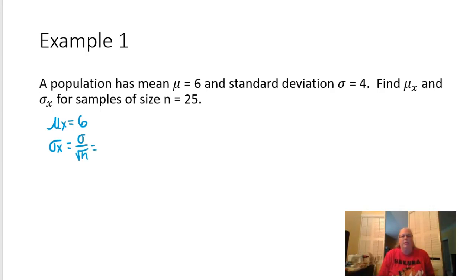Now in this case, our standard deviation for our population is 4, and then our sample size is 25. So we have 4 divided by the square root of 25. Well, the square root of 25 is just 5, and then when we turn this into its decimal form, it's going to give us 0.8.